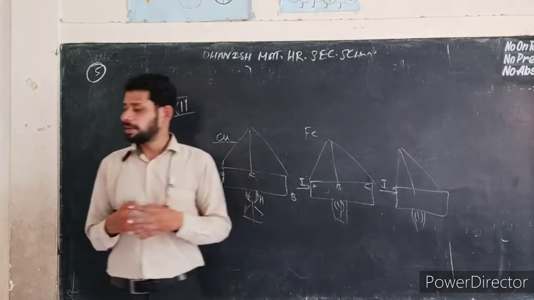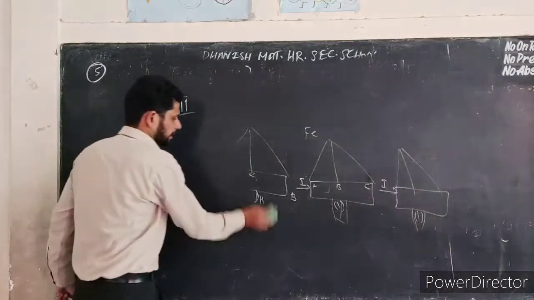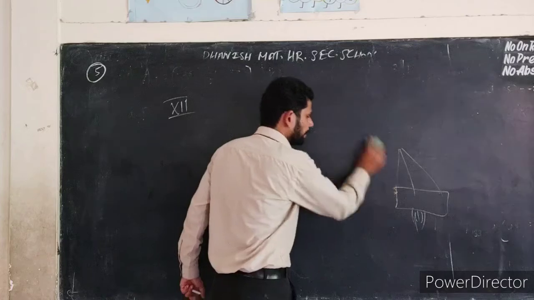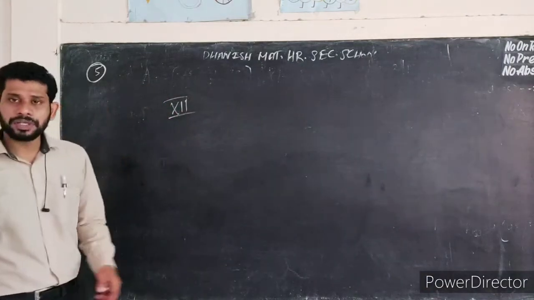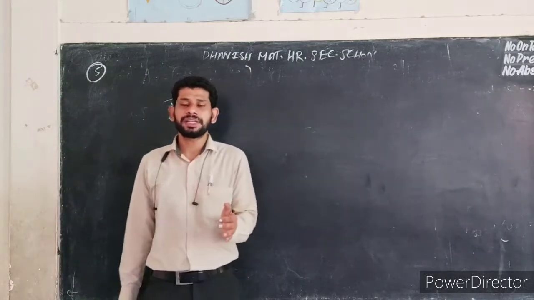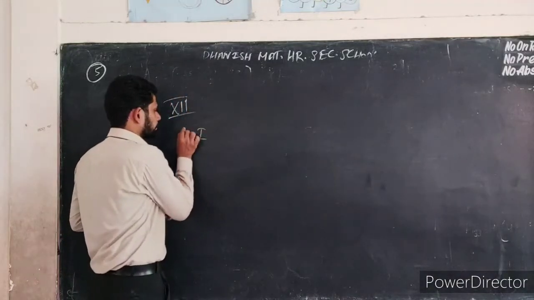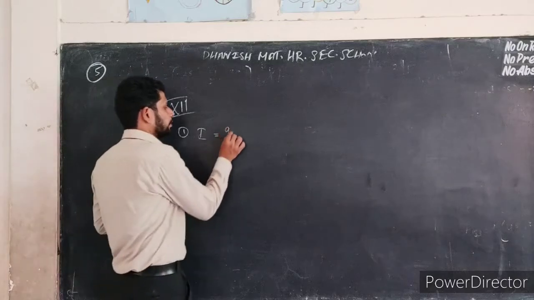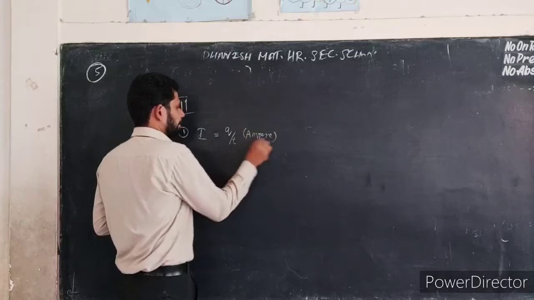The second lesson is nothing but current electricity. Whenever the charges are moving or in motion, it is called current. The amount of charge passing through the given cross-sectional area per unit time we call current. Then I equals Q by T. What is the SI unit of this? Ampere. The SI unit of current is the ampere.